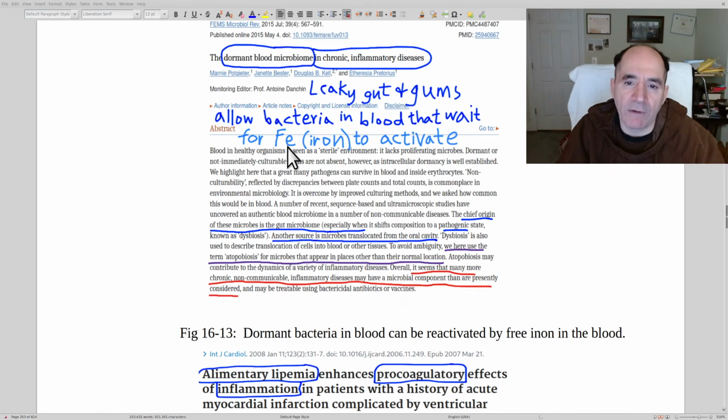And then when iron, Fe is iron, ferrous, it can reactivate them. The chief origin of these microbes is the gut microbiome, especially when pathogenic. Another source is microbes translocated from the oral cavity, yeah, so leaky gums. We here use the term metapobiosis for microbes that appear in places other than their normal location, like in your blood. Overall, it seems that many more chronic, non-communicable inflammatory diseases may have a microbial component than is presently considered. Okay, so what they're saying is they think that this is a much more common mechanism of disease than is widely recognized.